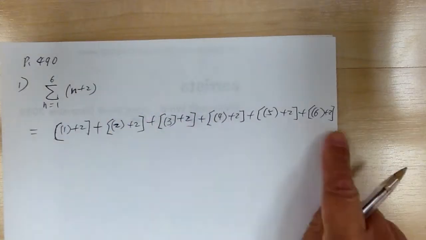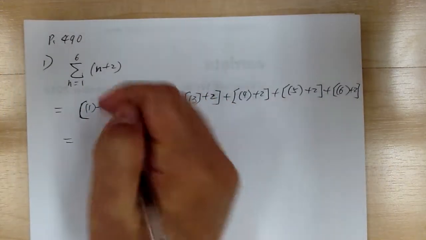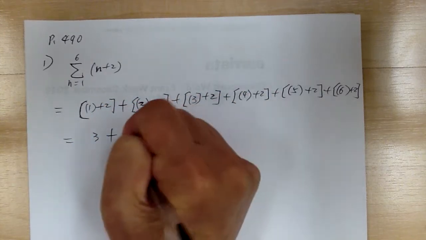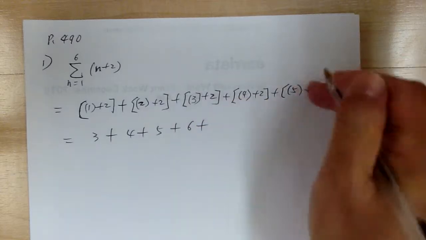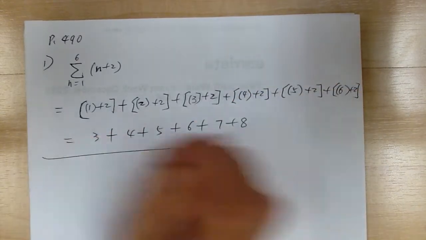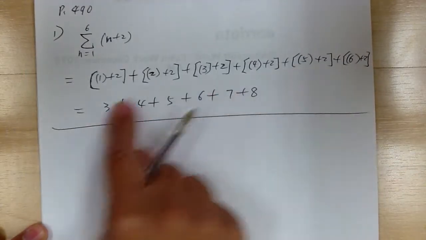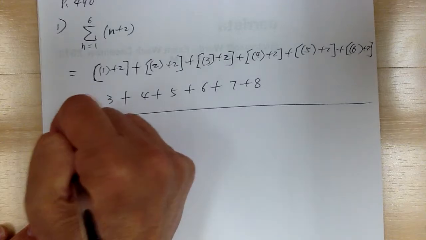So again, this is your formula. You just substitute for 1, 2, 3, 4, 5, 6, and then you work it out. So this is equal to 3 plus 4 plus 5 plus 6 plus 7 plus 8. Okay, so that's it for number 1. Now don't add all this together. They just want you to expand. So that's what the expansion is.